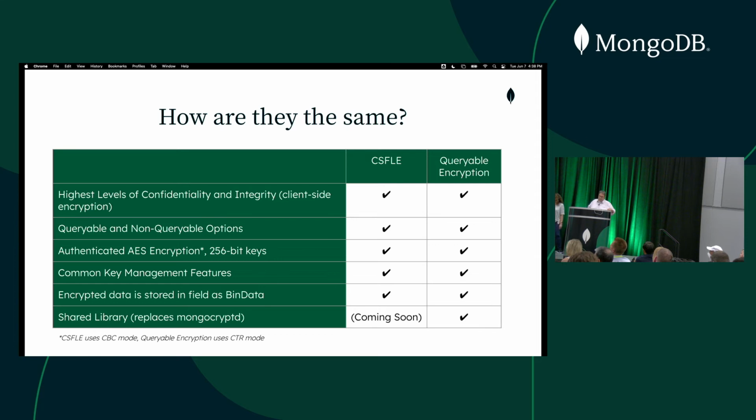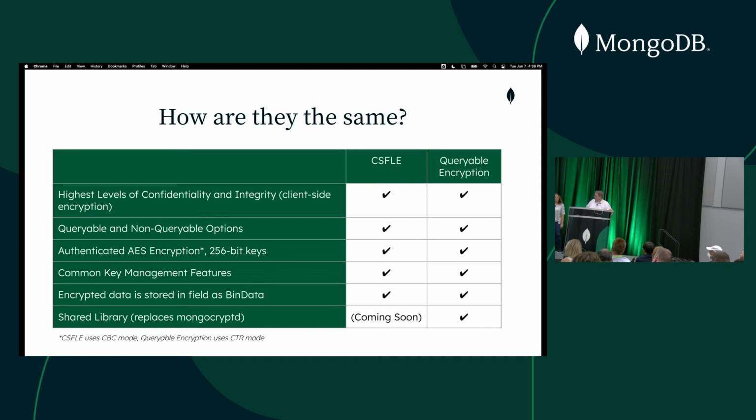Encrypted data is stored in the database as bin data. So from your migration perspective, your backup tools and things like that will just work. Even if you've got legacy integration, if you need to move data around from the tools perspective, this is just standard bin data in MongoDB. It doesn't know any different.